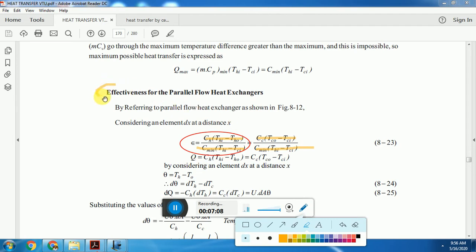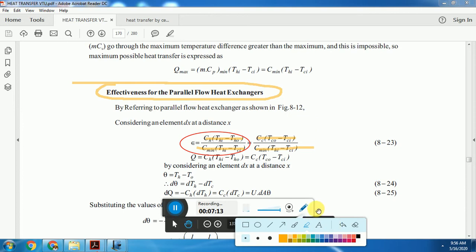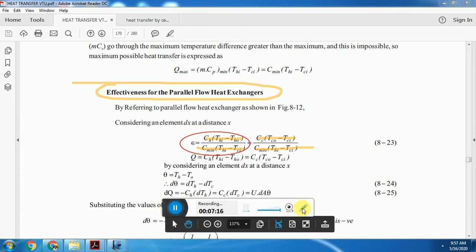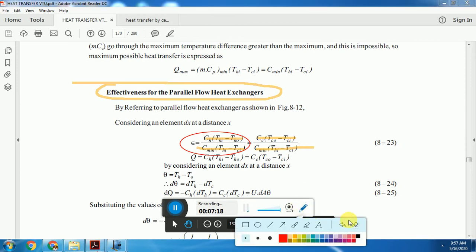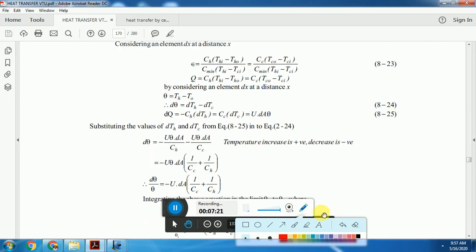If we take a parallel flow heat exchanger, for a parallel flow heat exchanger, if we analyze it, then we will get this one. If we take a parallel flow heat exchanger like this, and if we take a small elemental area dx, this is a parallel flow heat exchanger like this, okay.